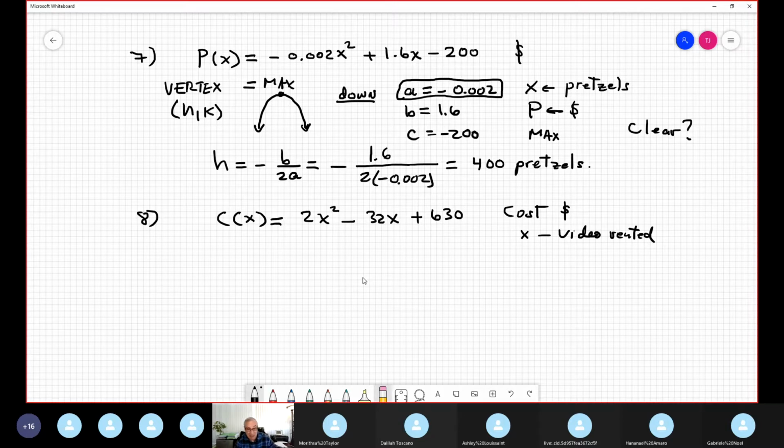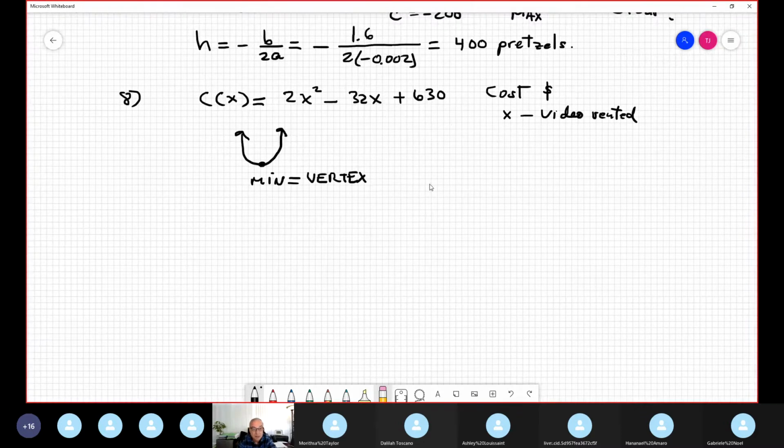So this is a little bit more complicated because you need to find h again. But okay, first of all, let me try to understand: the cost is a parabola, and this parabola opens up. You need to find the minimum here, minimum cost, in the vertex again, coincident with the vertex. We're using exactly the same formula. h is equal to minus b over 2a. In our specific example, a is 2, b is negative 32, and c is 630.